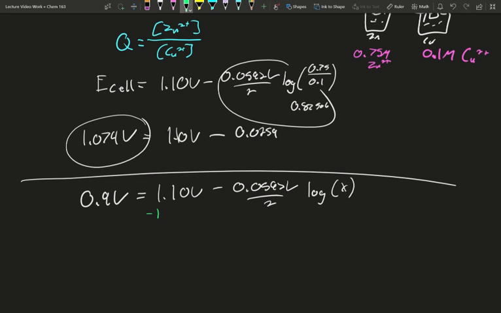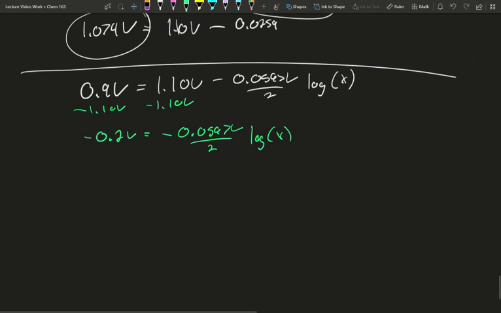Calculate across, minus 1.10 volts. At minus 0.2 volts, that is equal to minus 0.0592 volts over 2 times the log of our ratio of zinc over copper. Isolate the log of that ratio. We'll divide by 0.0592 divided by 2 across. So 0.2 divided by 0.02985 gives 6.70, which must equal the log of x.